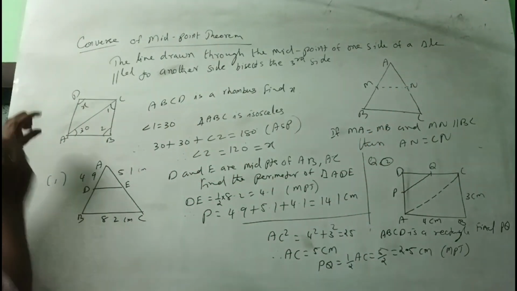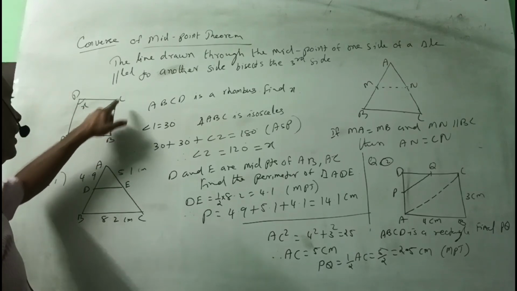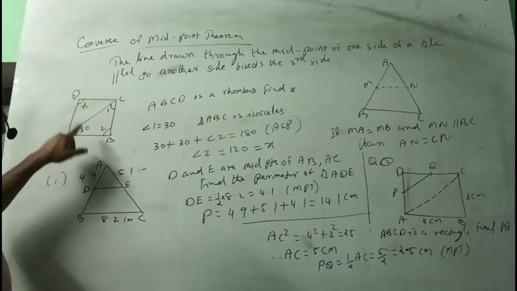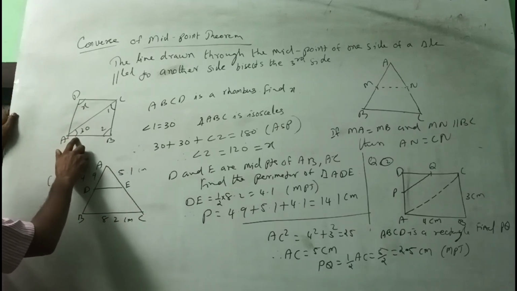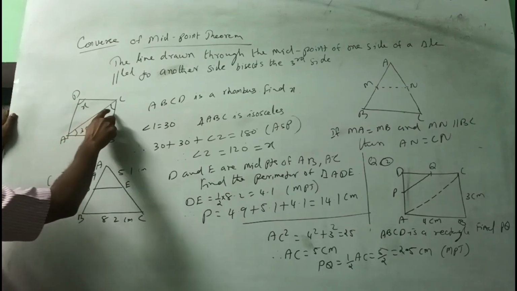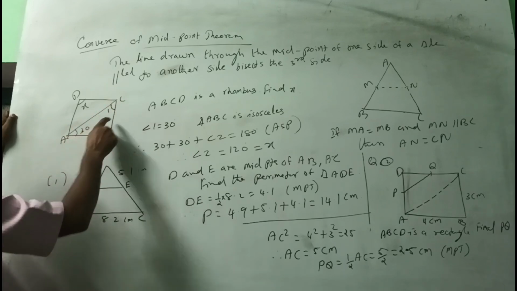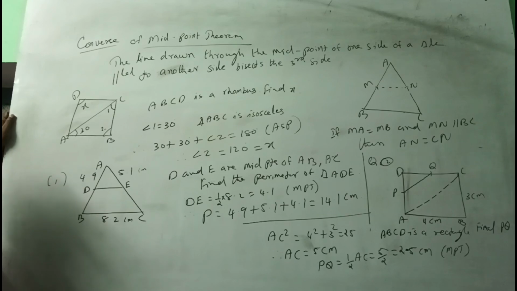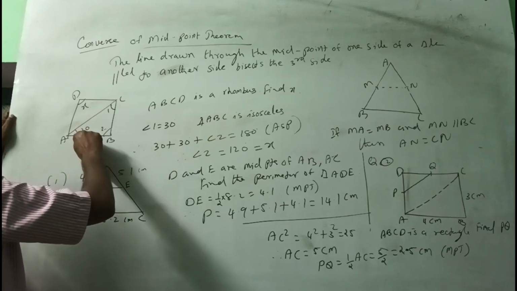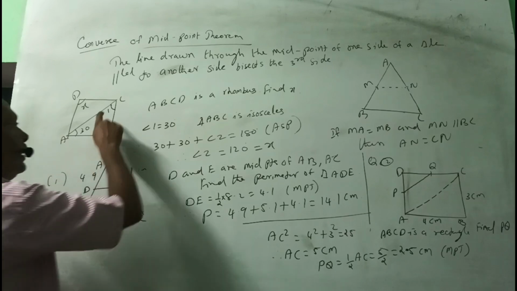Now there are two problems given. In the first question, it is a rhombus. We have to find out this x. This angle is given as 30. Since this is 30, angle 1 is also 30, because in a rhombus all sides are equal, AB and BC are equal. So triangle ABC is isosceles. Whatever 30 degrees is here, that angle 1 is also 30 degrees.